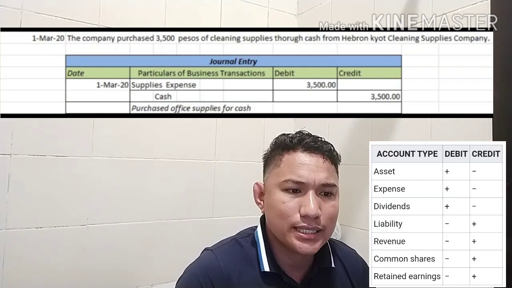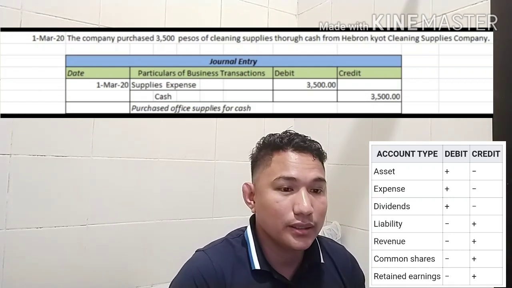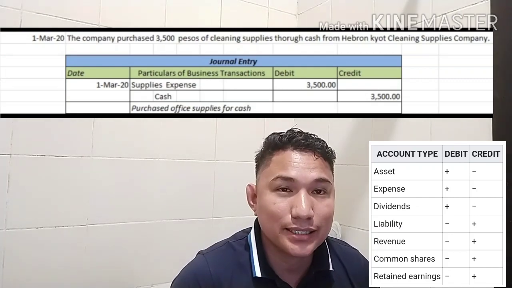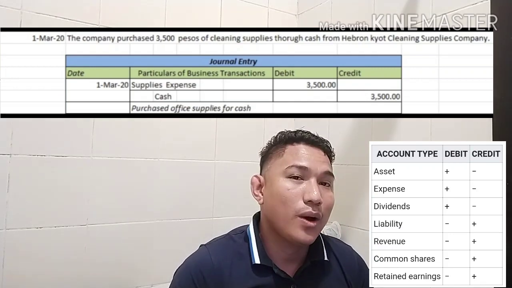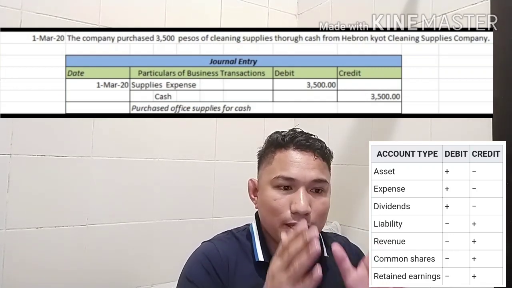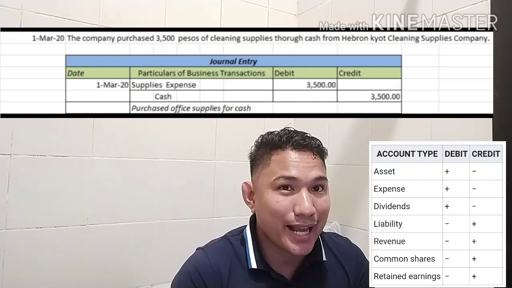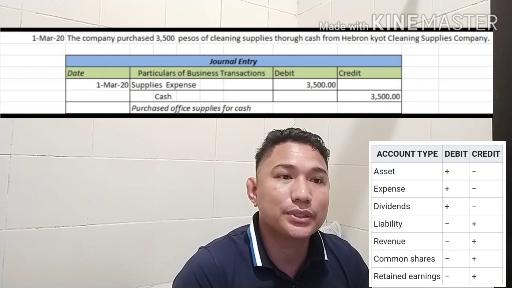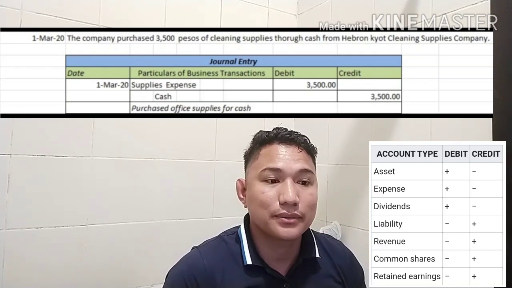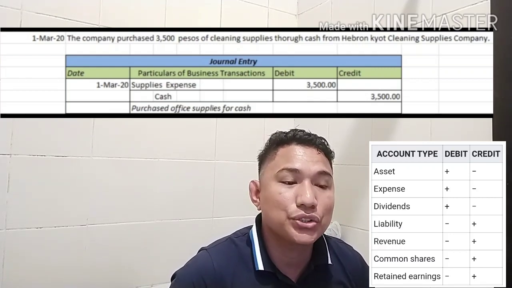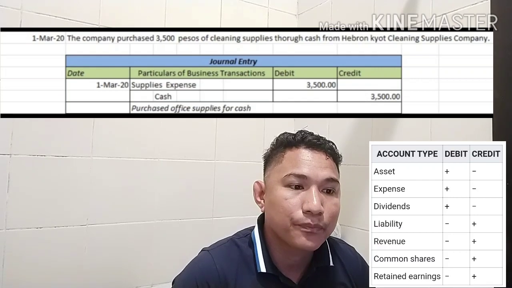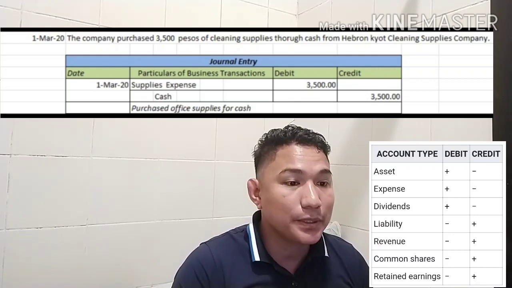Why was the cash put in the credit side? Again, cash is an asset, so the normal balance of an asset account is debit. Once your cash increases, you put the amount in the debit side. But once your cash decreases, you put the amount in the credit side. This time, your cash account decreased because you paid 3,500 to Hebron Kiosk Cleaning Supplies Company in return for supplies. Let's proceed with the fourth transaction.